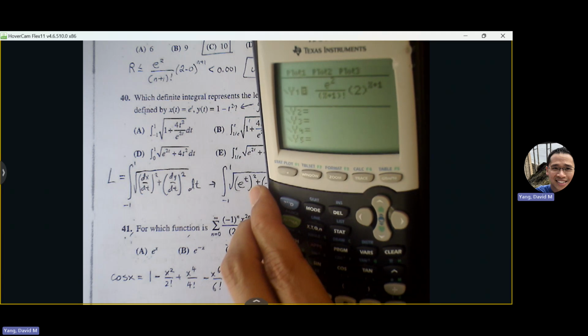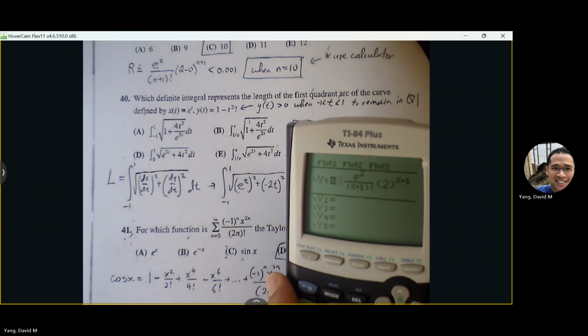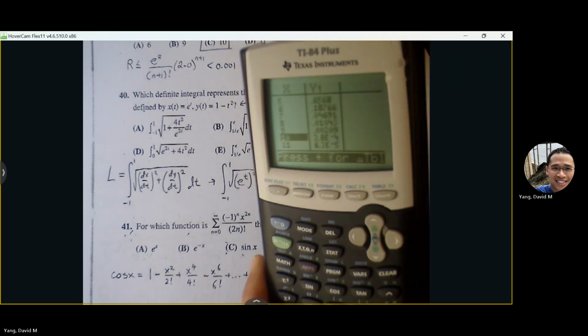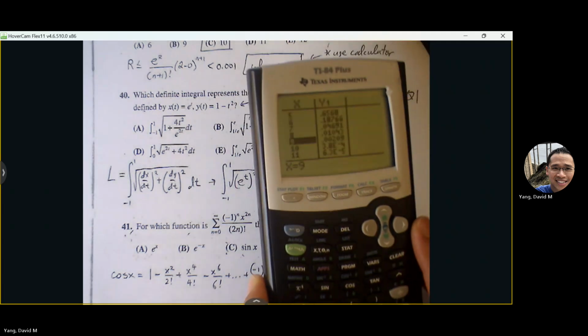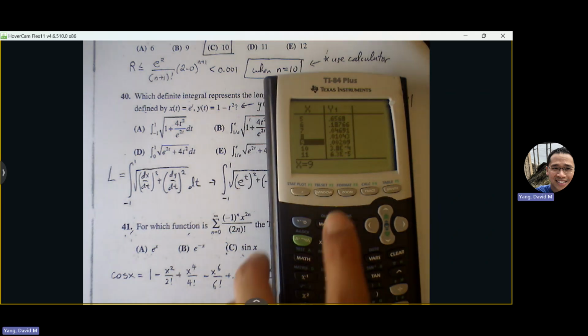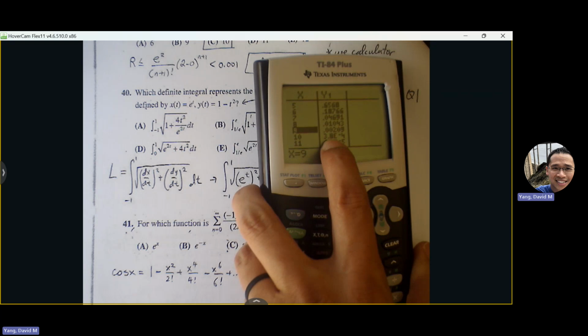I entered it in like this, e squared over (x plus 1) factorial, and then 2 to the x plus 1. Let's see. And I did a second table here. So we want something that is less than 0.001. So 10 is the first instance that I have something less than 0.001.